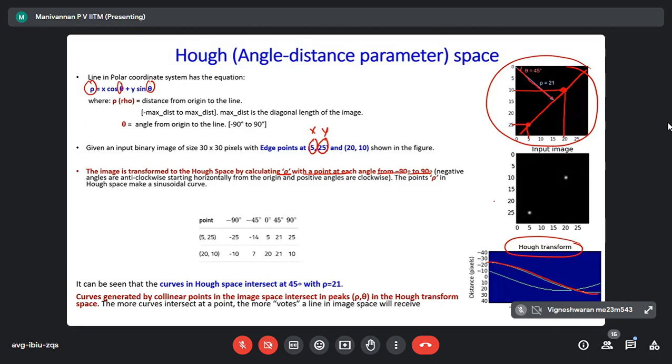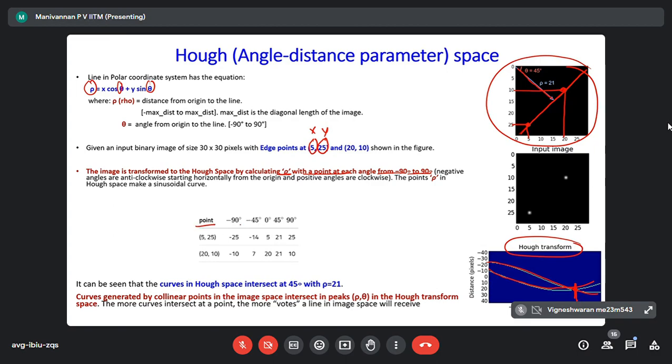Similarly, take the next point, then calculate. For the second point, you take it and plot. So this is the curve for the second plot. Both will come and intercept at a particular value, correct? So that is the intercept point. That is the value for which you will be able to find the straight line fit.